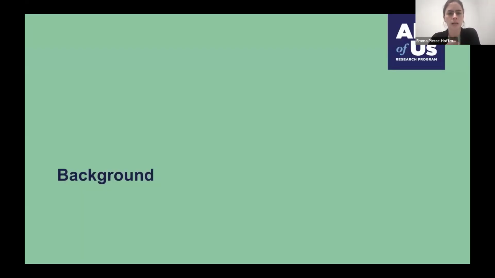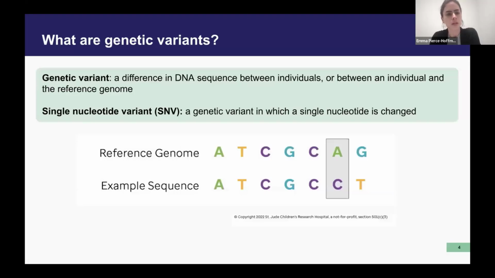So I'm going to take a step back and give a little bit of background and make sure that we're all on the same page. First, what are genetic variants? A genetic variant is a difference in DNA sequence between individuals, or often a difference between an individual and the reference genome. I'm showing an example here in which the reference genome has an A at one position and the example sequence has a C at that position. That's an example of a single nucleotide variant, or SNV, in which just one nucleotide is altered.